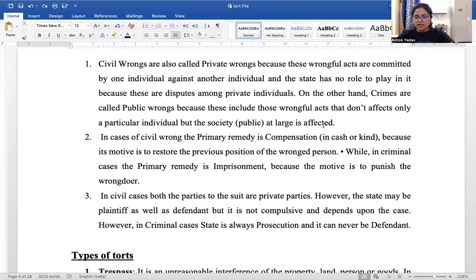But whenever there is a crime or a public wrong, they are basically big wrongs like theft, murder, something of that sort. Generally, the interest of the state is included. The public at large is there, whose interest is affected. Suppose there is a murder in society, of course, it will affect everyone in society. So herein the role of the state comes, because the state is the protector of every citizen.